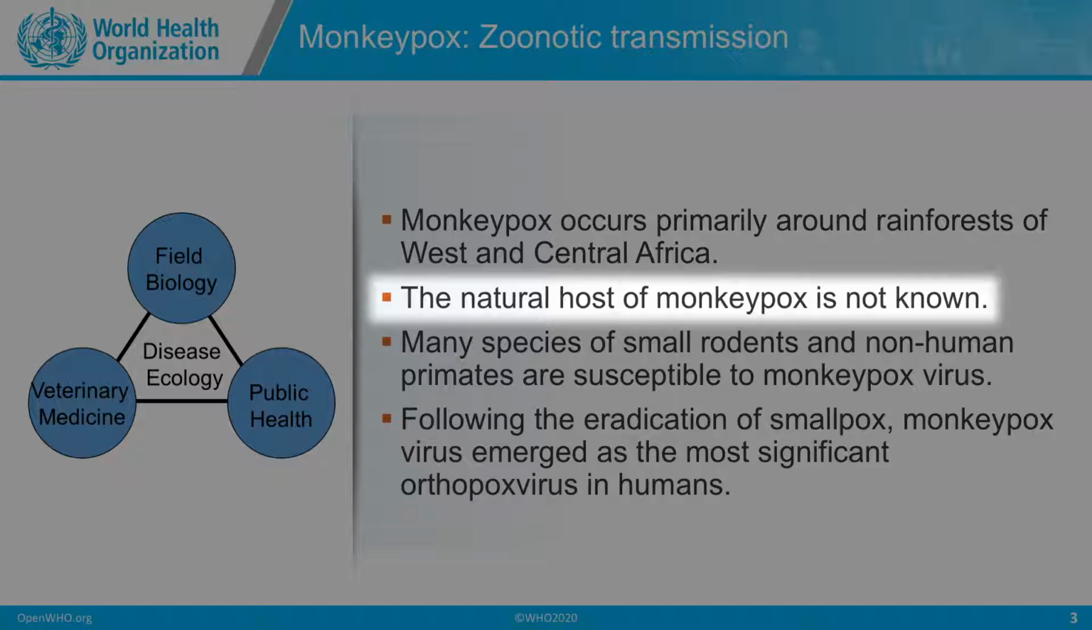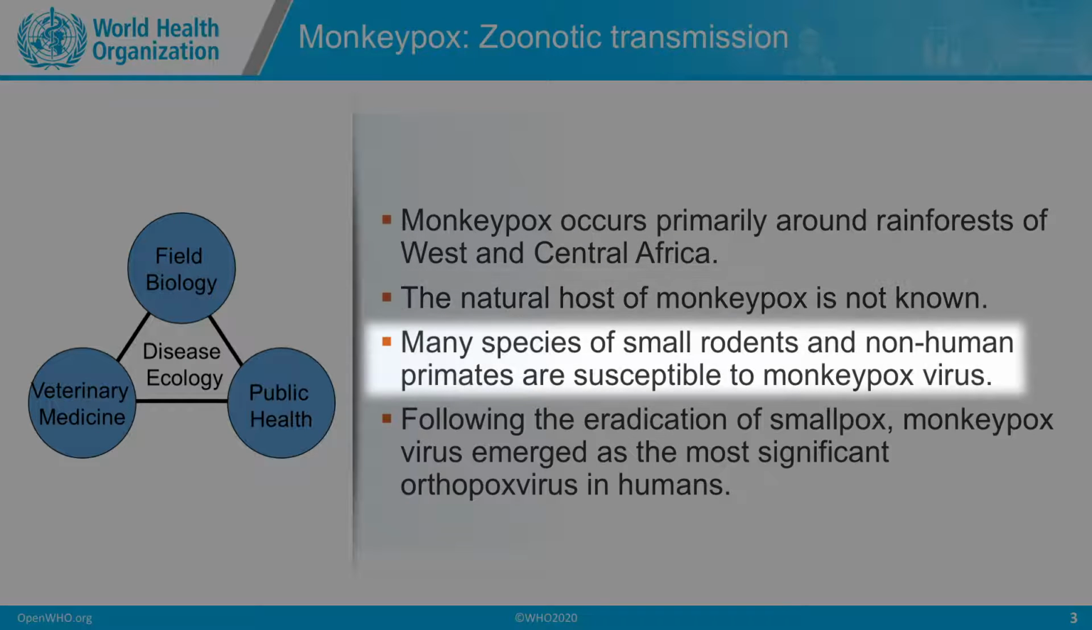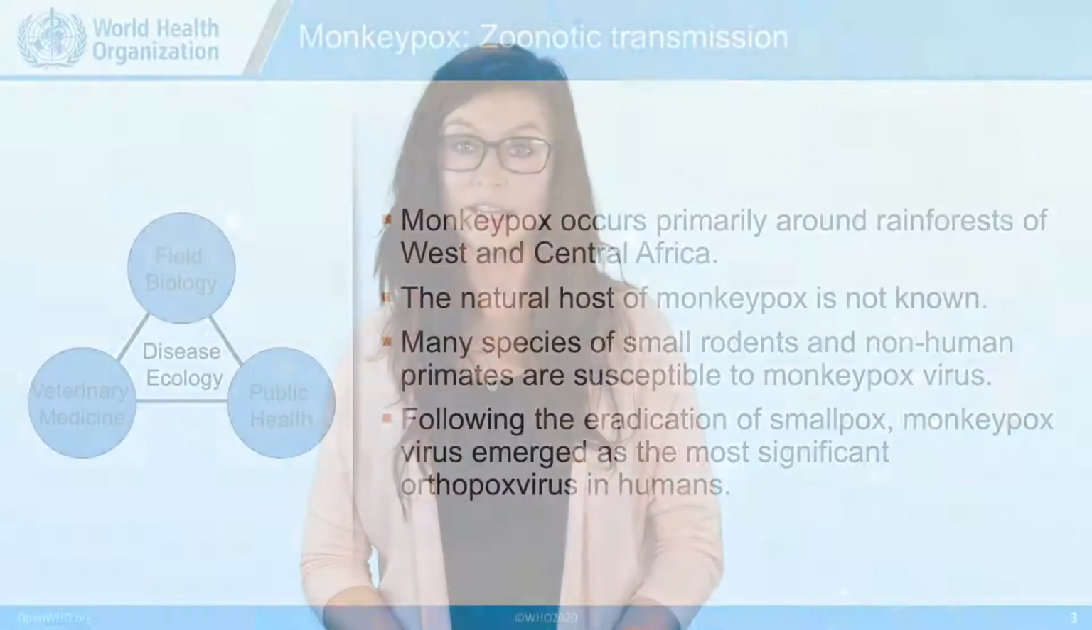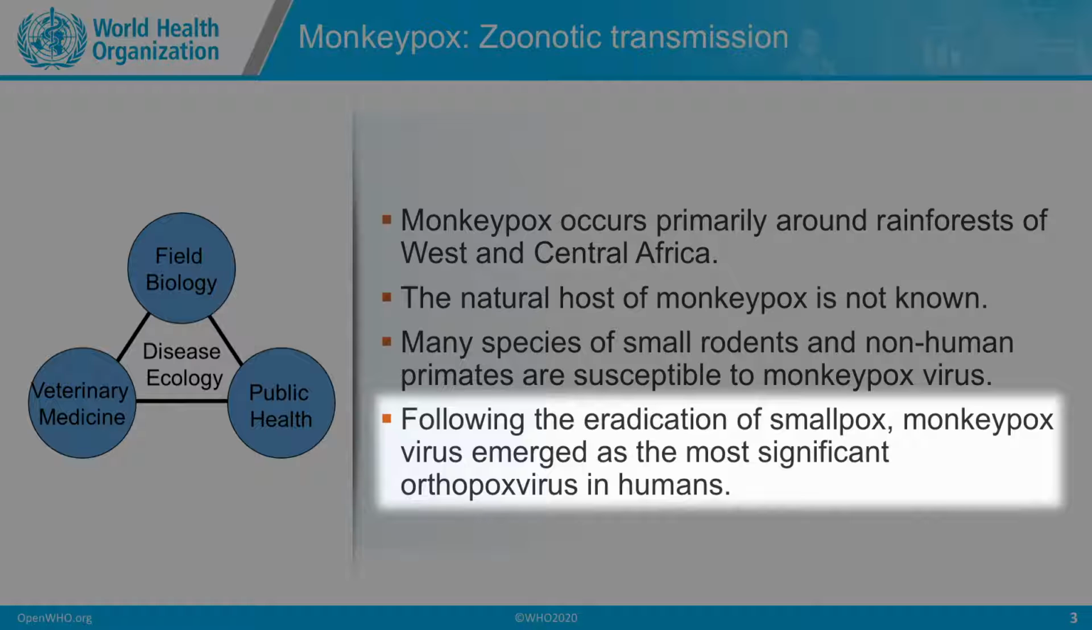The natural hosts, or maybe hosts, are not known, but there are various animal species which are known to be susceptible to the virus. Variola virus, which is a virus related to monkeypox virus and caused the disease known as smallpox, was eradicated in 1980, and after this eradication, monkeypox emerged as the most significant orthopox virus in humans.